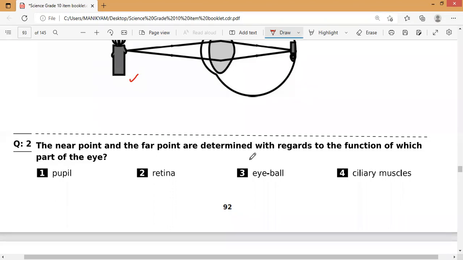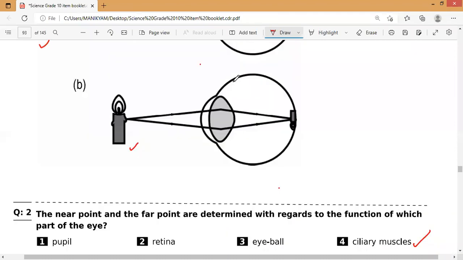Which part? Ciliary muscles. Because who will control the thickness of the lens? Ciliary muscles. Okay, that is a basic thing.